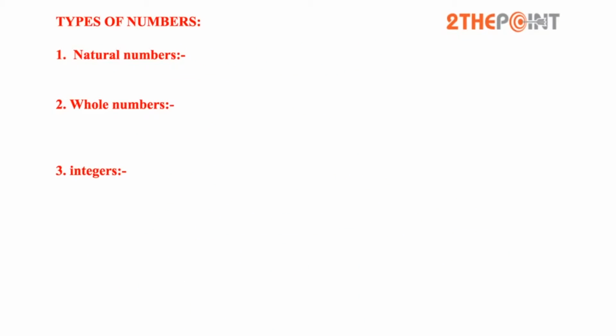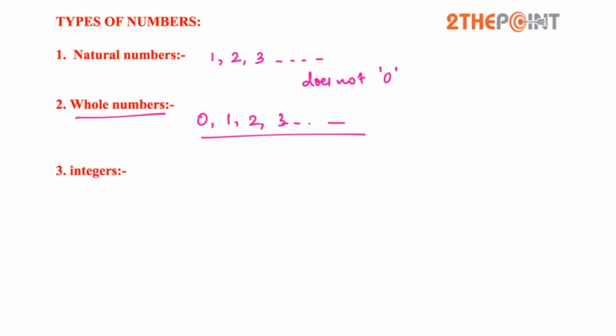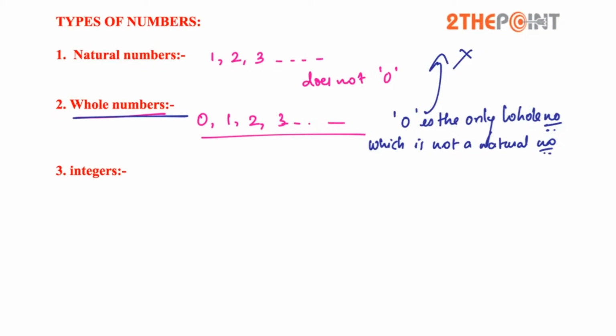Now let's learn the types of numbers. Natural numbers: the numbers 1, 2, 3 and so on are called natural numbers. A natural number does not include 0. Whole numbers: all the counting numbers together with 0, that is 0, 1, 2, 3 and so on, are called whole numbers. When you hear the term whole number, remember two things: 0 is the only whole number which is not a natural number, and every natural number is a whole number.